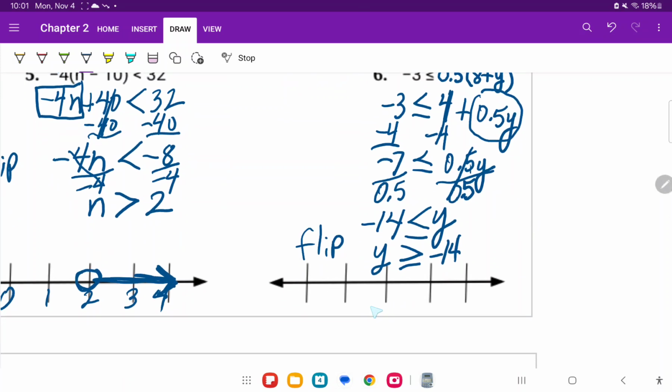All right, so then we're going to label that. We got negative 14, and then we have to increase: negative 13, negative 12, and then negative 15, and negative 16. All right, so we're going to have a solid circle at negative 14, and our arrow goes to the right.